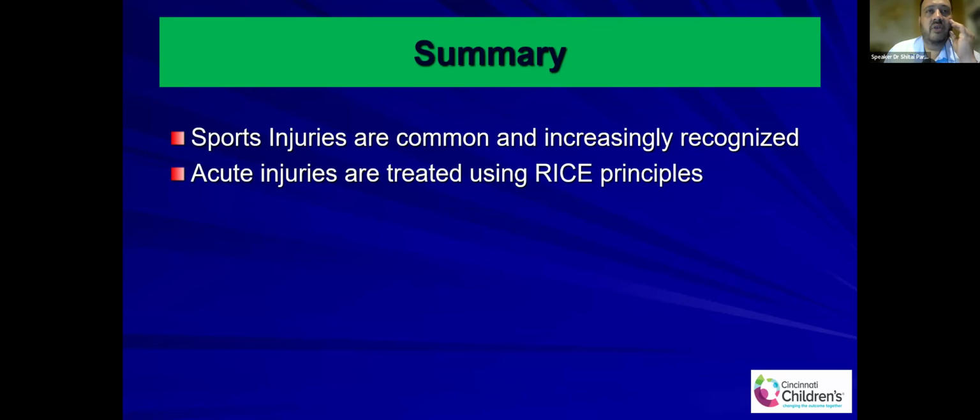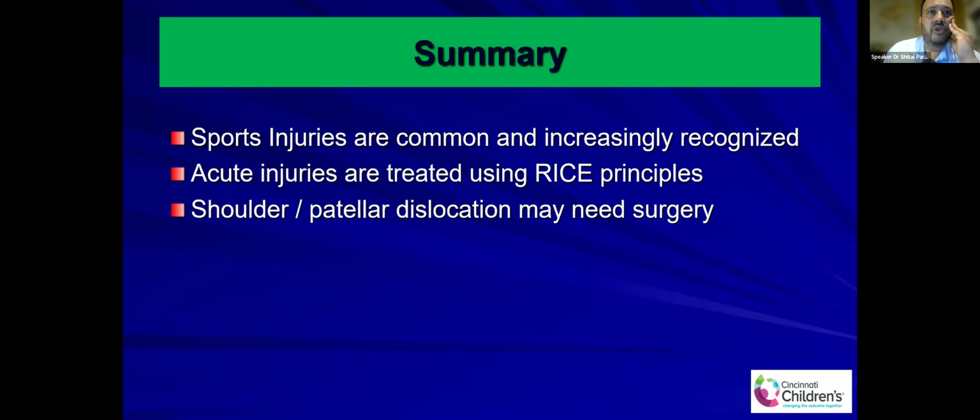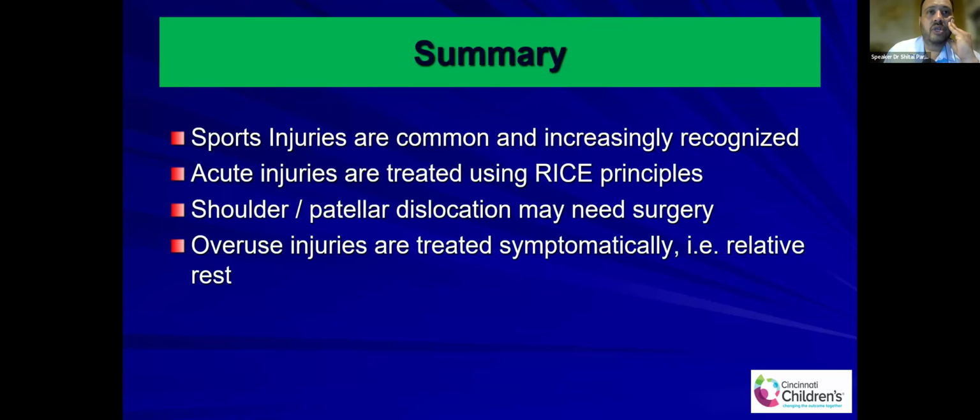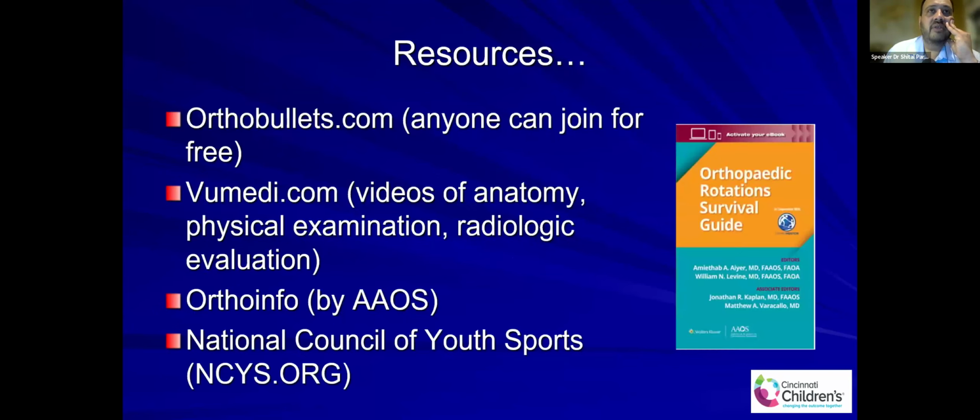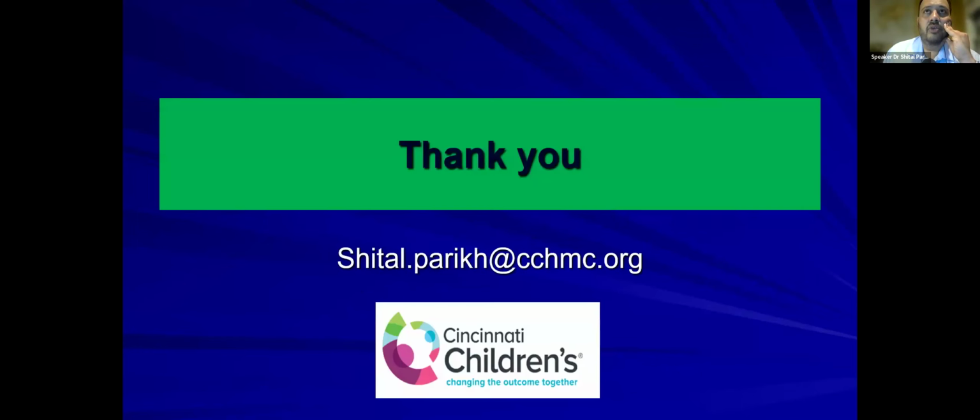So in summary, sports injuries are common and increasingly recognized. Acute injuries are treated using RICE principles. Shoulder and patellar dislocations may need surgery. Overuse injuries are treated symptomatically with relative rest. Prevention should be emphasized. And this is the slide which I had shown initially, with all the resources, OrthoBullets, ViewMedi, and the NCYS, which has a STOP Injury Prevention program. So if you want to use any of those resources, that would be helpful. Thank you.